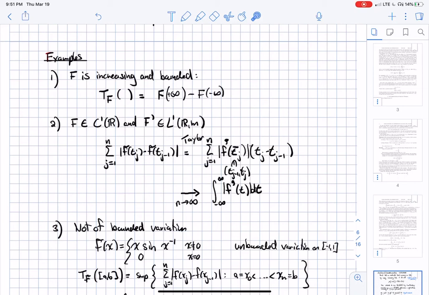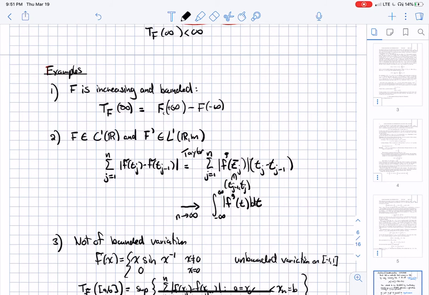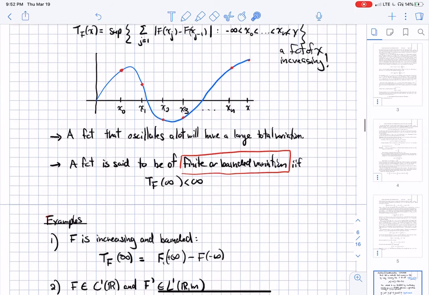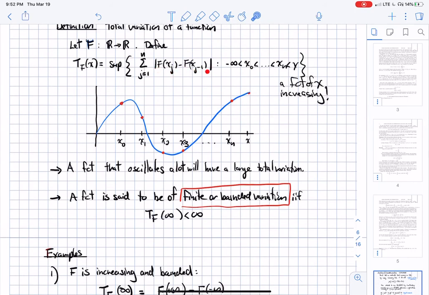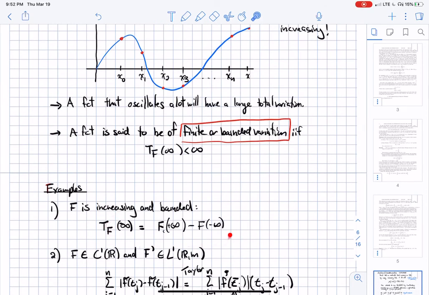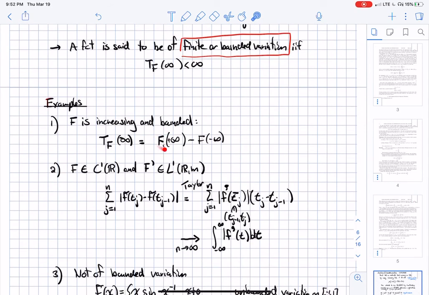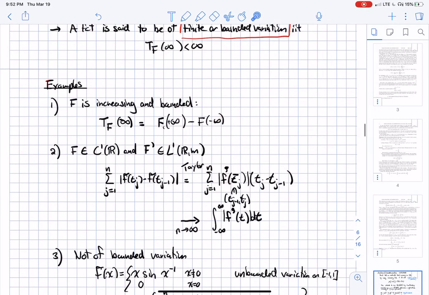If the function is increasing and bounded, the total variation of f on the whole interval is just f of plus infinity minus f of minus infinity. This is clear because if it's increasing, the absolute value can disappear since the difference is positive. So the sum is telescopic and ends up with the last point minus the first point. So an increasing bounded function is of bounded variation. It's not surprising that the variation is the difference of the endpoints, since it will always go up.